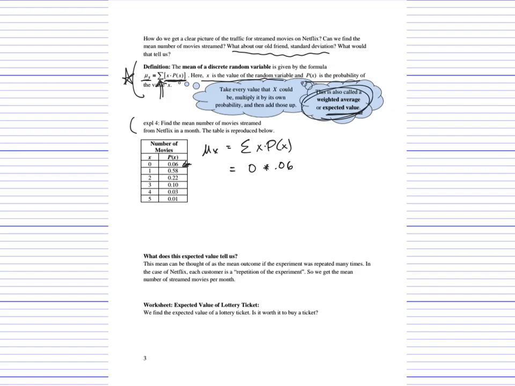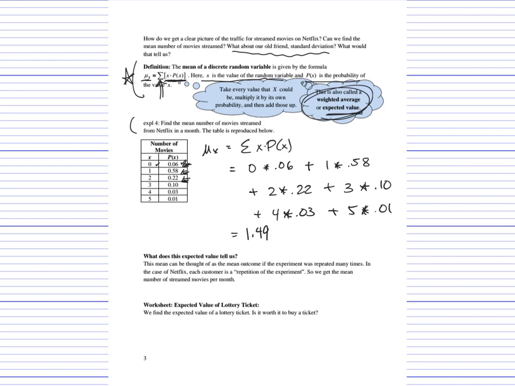So I started off by taking the x value 0, multiplying it by 0.06. And then I'm going to add to it the next x value, 1, times its probability. I'm going to add to it the next x value, 2, times its probability. I'm going to add to it the next x value times its probability, plus the next one times its probability, plus the next one times its probability. And you add up all those, and you're going to get the mean number of movies streamed that last month. Okay, go ahead and do that calculation and come back to me, and we'll see what we get.